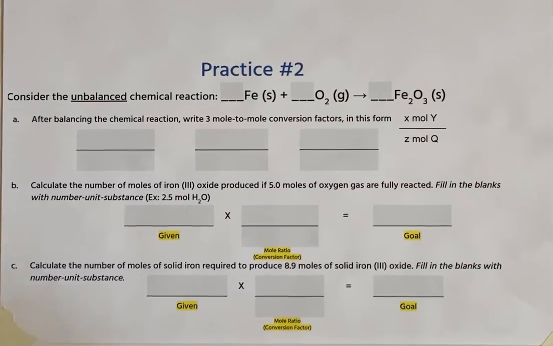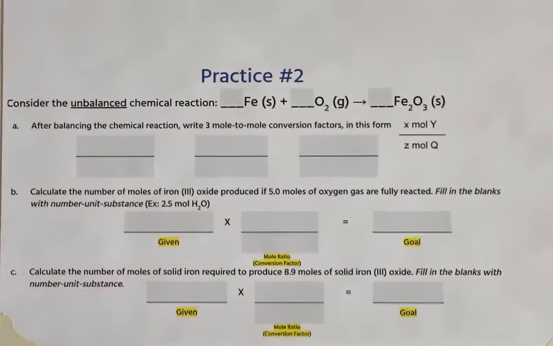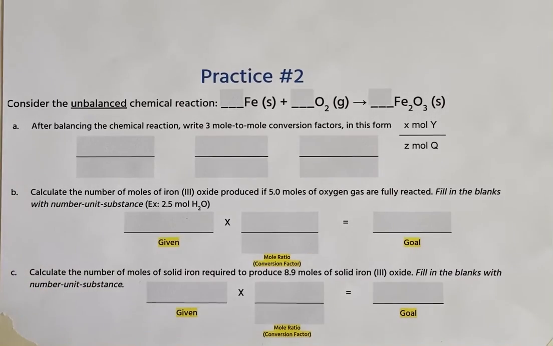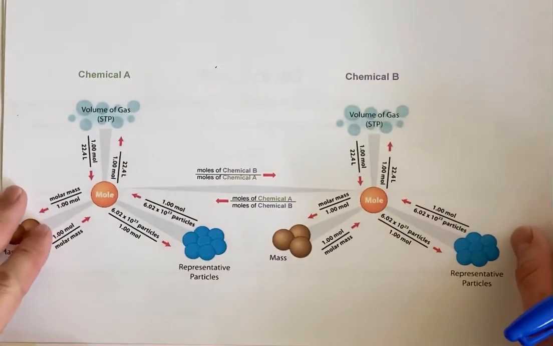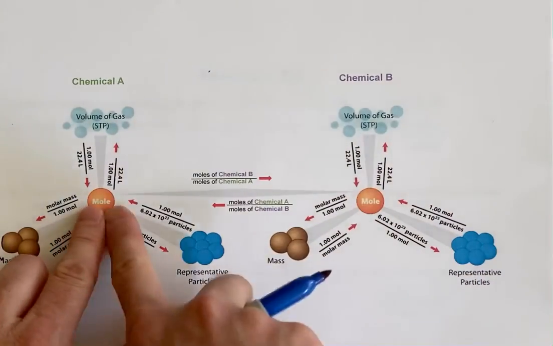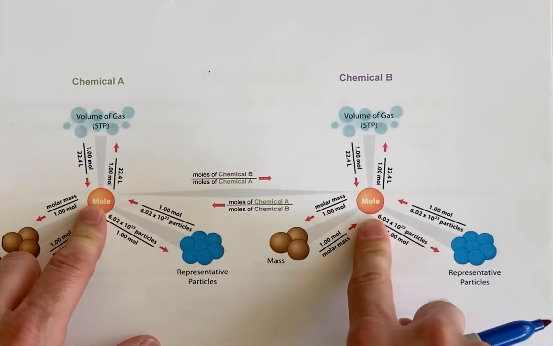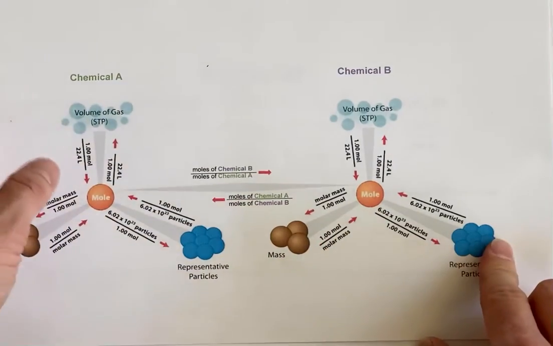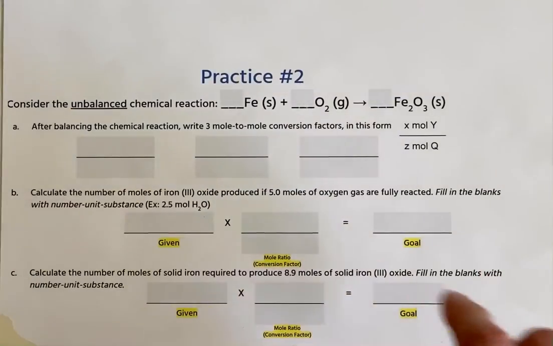And we are back with practice number 2. So now after practice number 1, just working on mole to mole ratios, now we're going to actually use mole to mole ratios to change moles of chemical A to moles of chemical B, or moles of chemical B to moles of chemical A. So let's look at a practice problem here.